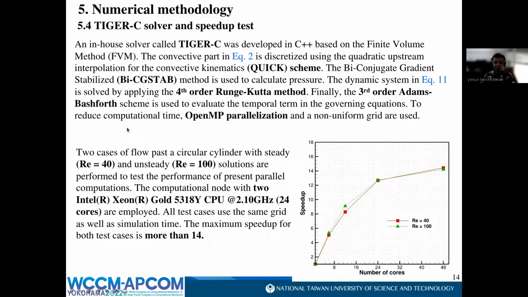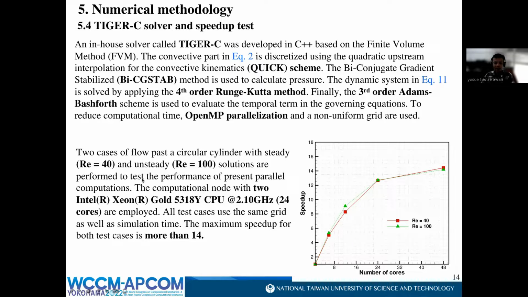Next, for the specific fluid-structure interaction problem, we developed this Tigers solver based on C++ and the finite volume method. We use the QUICK scheme for the convective term, and we employ the BiCGSTAB step to calculate the pressure term. For the dynamic system, for the VIV simulation, we use the fourth order Runge-Kutta to solve this system. For the temporal term, we use third order Adams-Bashforth. And we employ OpenMP parallelization and a non-uniform grid to reduce the computational time.